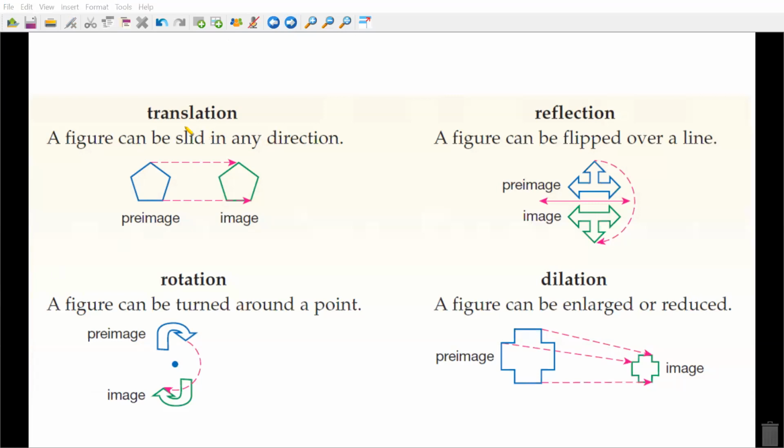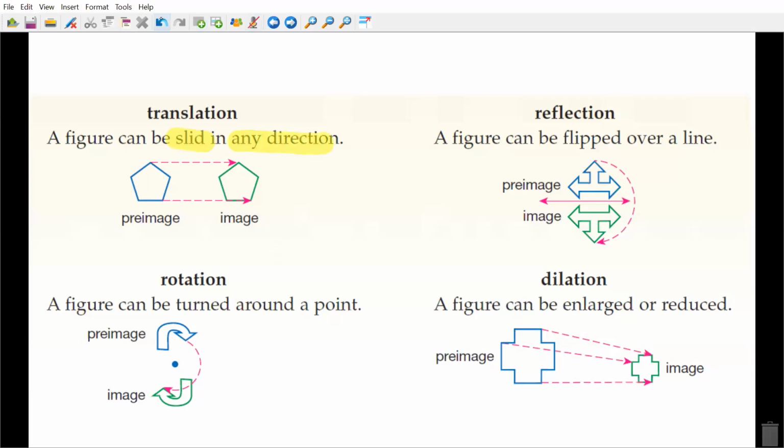Okay, what is a translation? A figure can slide in any direction. So like when you're skating, you can slide more or less, right? That would be you can be slid in any direction. So here's the example. It moved to the right, or it can also move upward or to the left or in any direction, as it says over here.